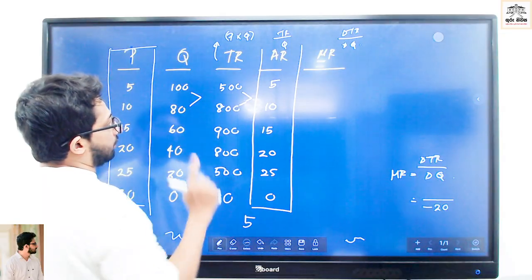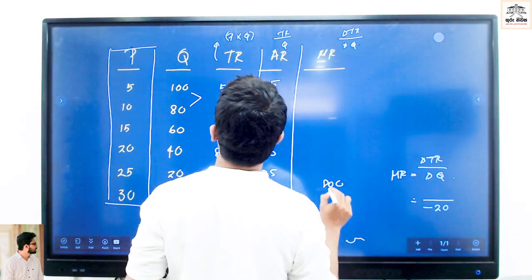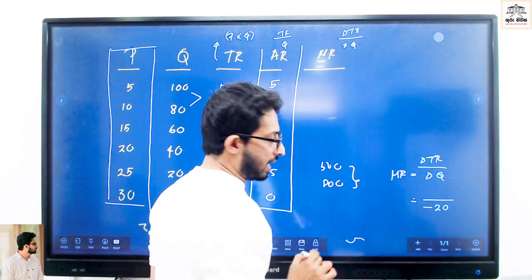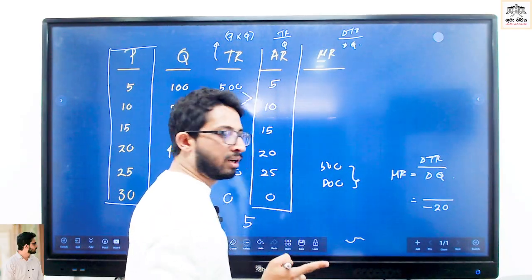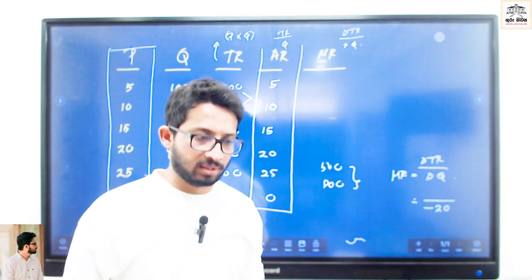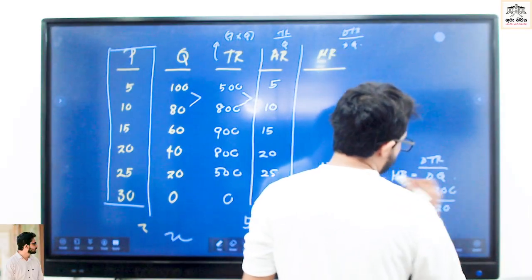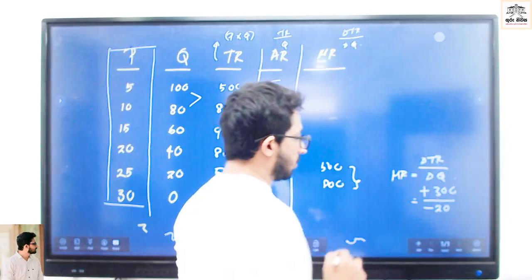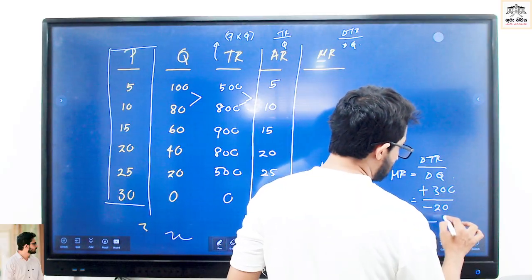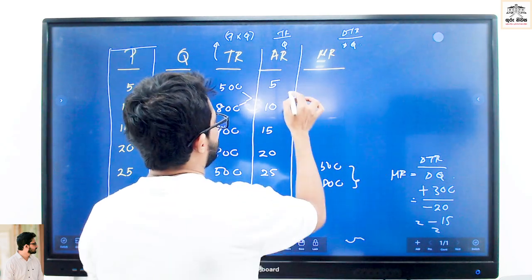What about total revenue? Change in total revenue, 500 and 800. Has it increased or decreased when moving from 500 to 800? Increase. So plus 300. So plus 300 over minus 20 means it should be minus 15. Here marginal revenue is minus 15, right?